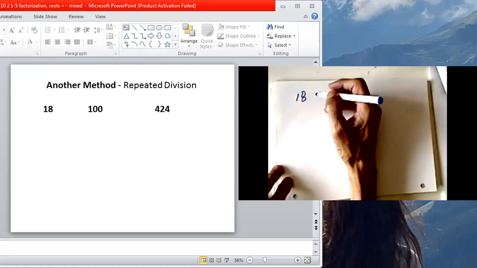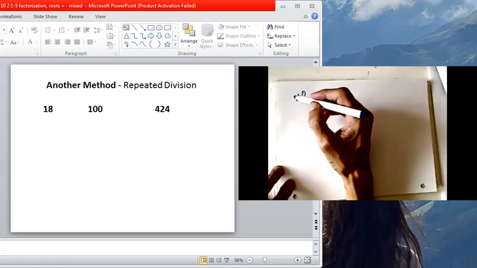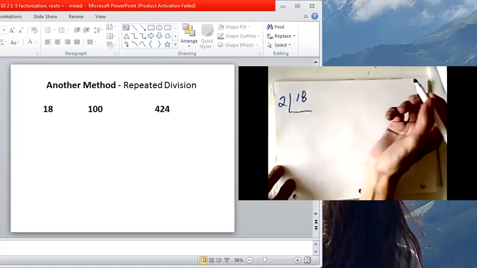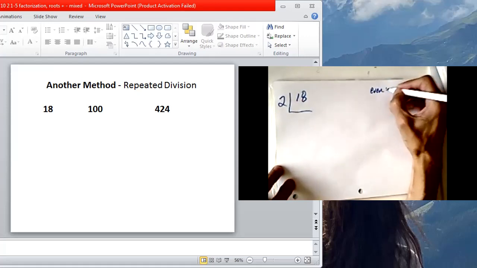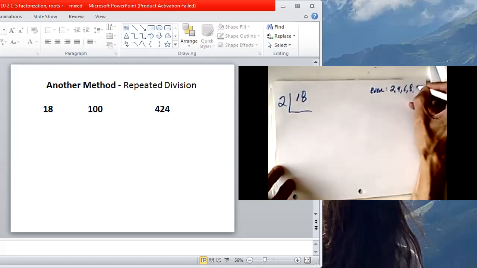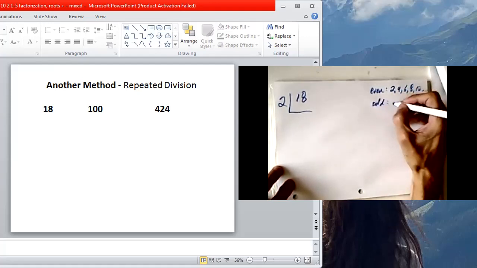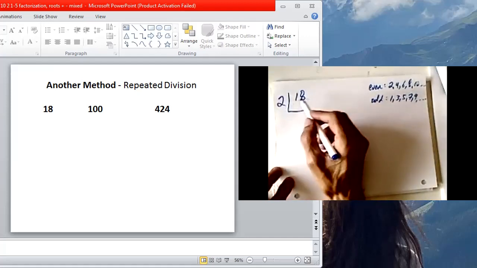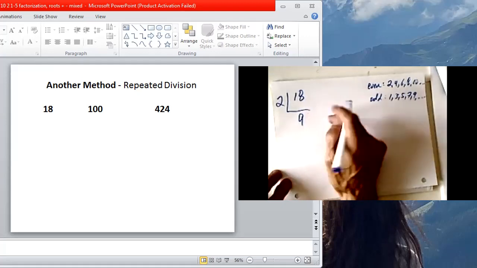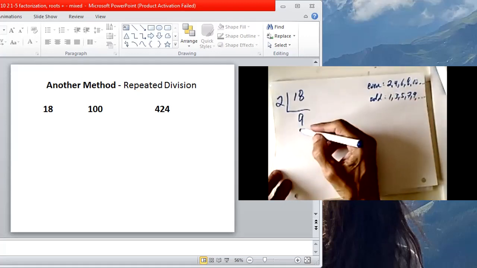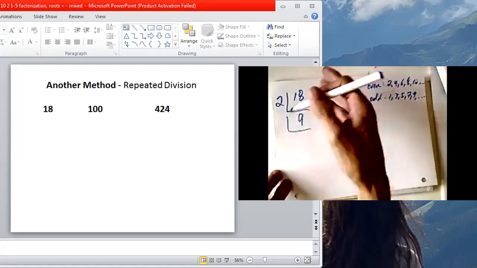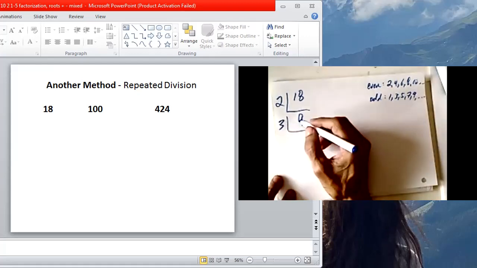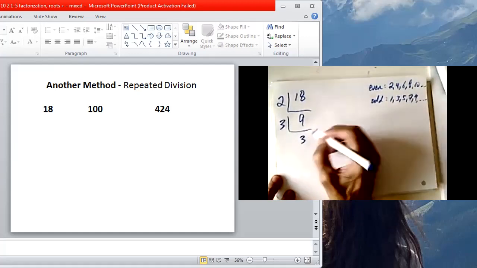So the way it works is you ask yourself, what number divides into 18? Well, 2. 18 is an even number. Even, by the way: 2, 4, 6, 8, 10, blah, blah, blah. Odd: 1, 3, 5, 7, 9, blah, blah, blah. 18 divides by 2, what do you get? 9. Now you ask yourself again, what number divides into 9? See, you just write it straight up and down. 3 divides into 9. All right, well, what do you get? 9 divided by 3 is 3.